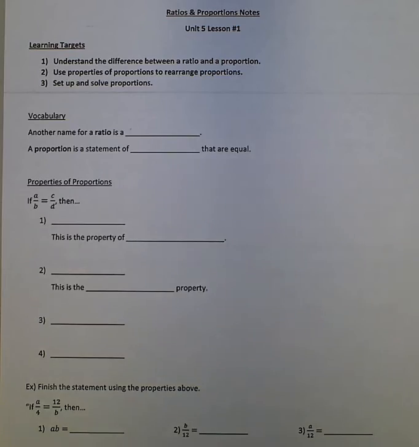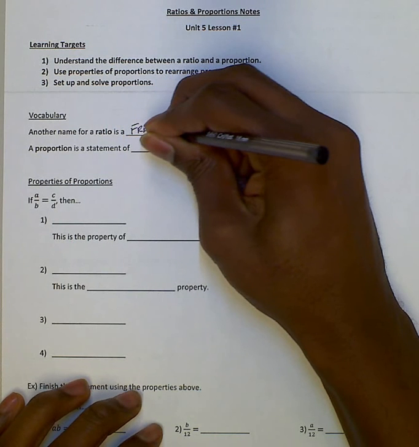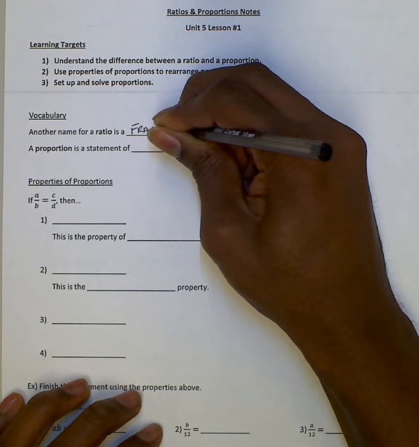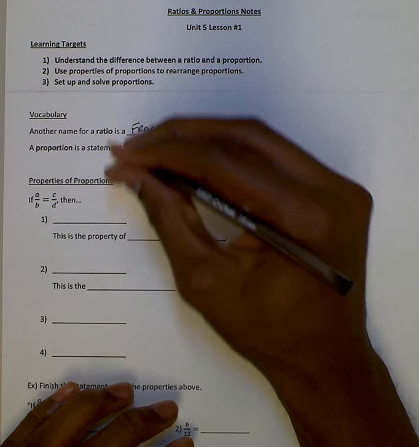Another name for a ratio is a fraction. You've definitely been introduced to this before. You can think of a ratio as a fraction. That's a nice, easy way to think about it. And a proportion is just a statement of fractions that are equal, or ratios that are equal.